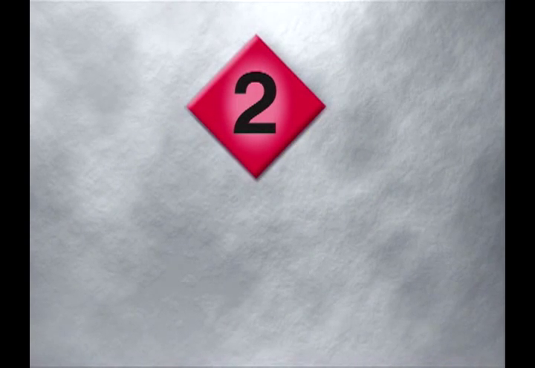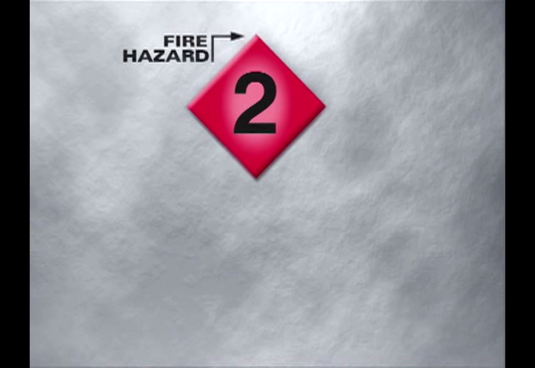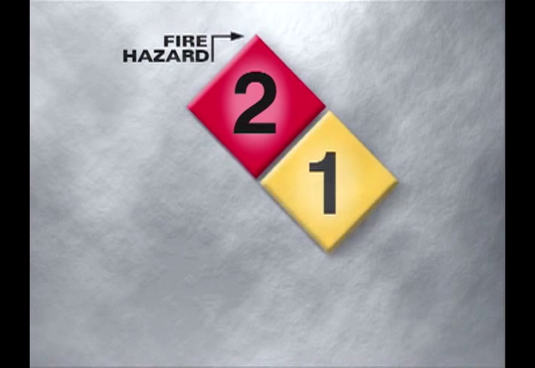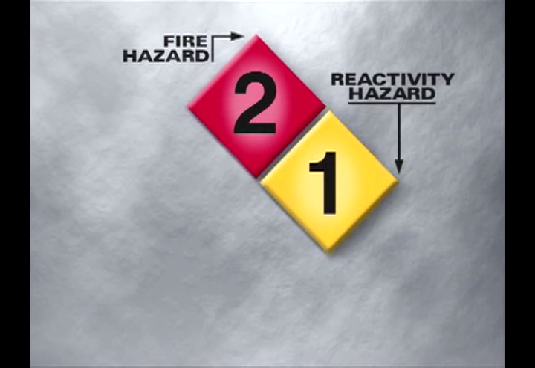The top square is red and indicates the degree of fire hazard. A 0 means the material will not burn. A 4 means an extremely flammable product. The right-hand square is yellow and indicates the reactivity hazard. Reactivity means whether the material is unstable when shocked or placed under pressure. A 4 means the product can detonate or explode easily. A 0 means it's normally stable.